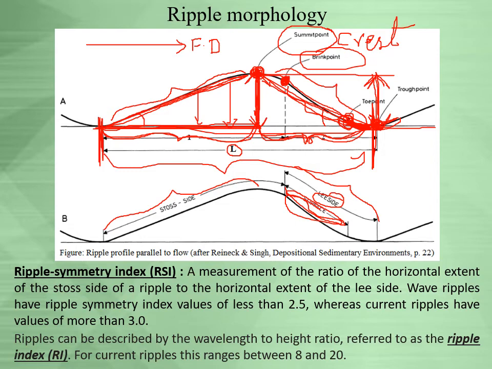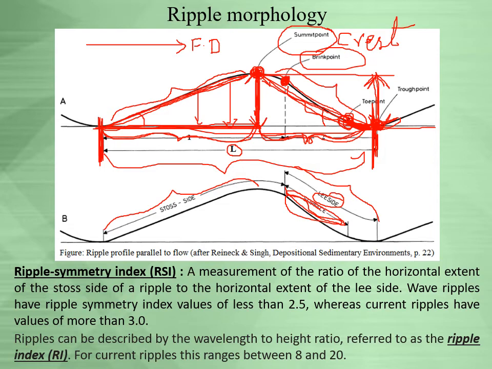Now from the crest point to the next trough point, that is the horizontal projection of the trough point. So if we add these two, we get the distance from this trough point to this trough point. So by adding the horizontal projection of the stoss side to the horizontal projection of the lee side, we can get the ripple length.